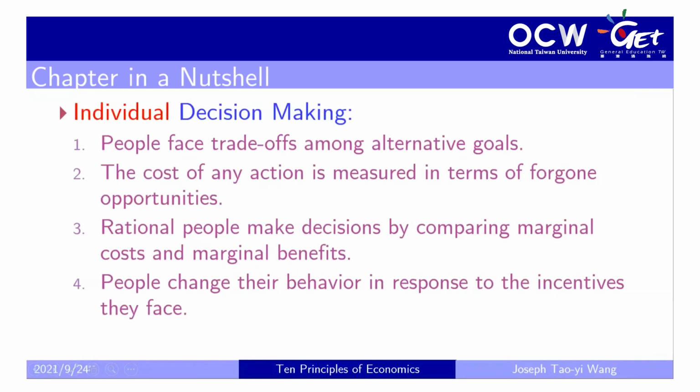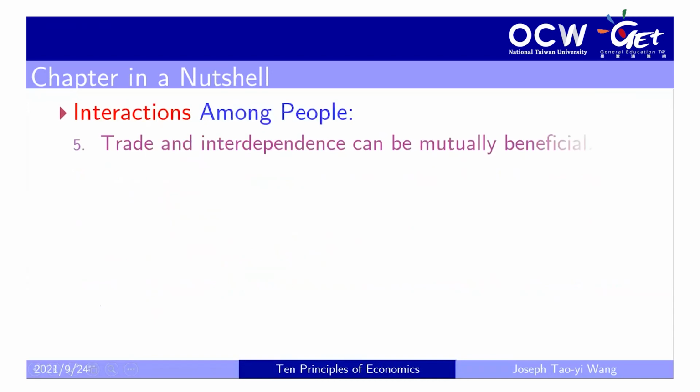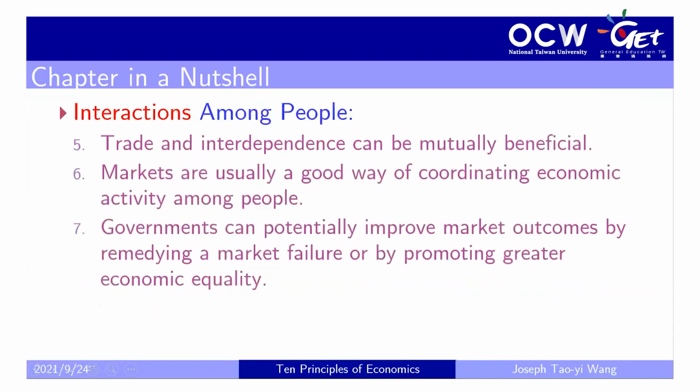So the first 4 principles are about individual decision making. People face trade-offs, opportunity costs, rational people think at the margin, and people respond to the incentives and change their behavior. So this is about making decisions on your own. Then we have principles 5 to 7 on how people interact.